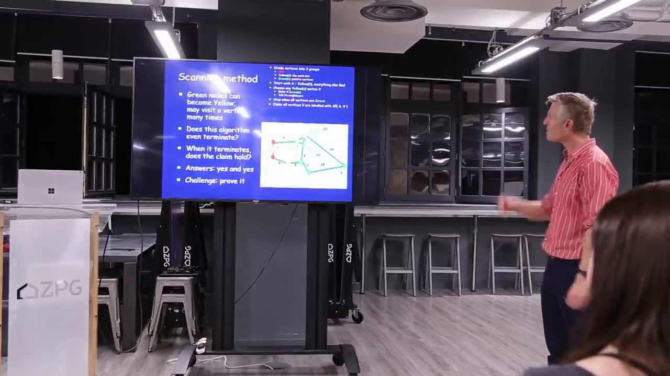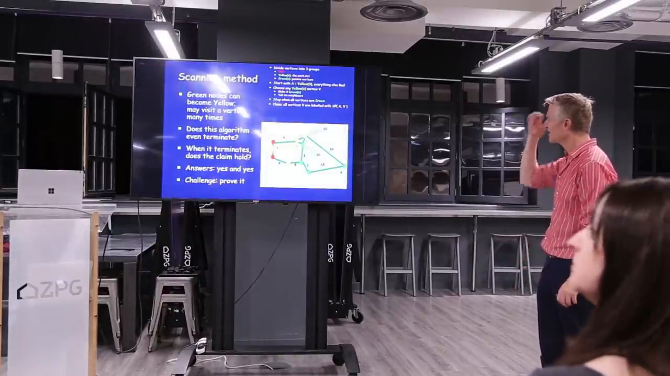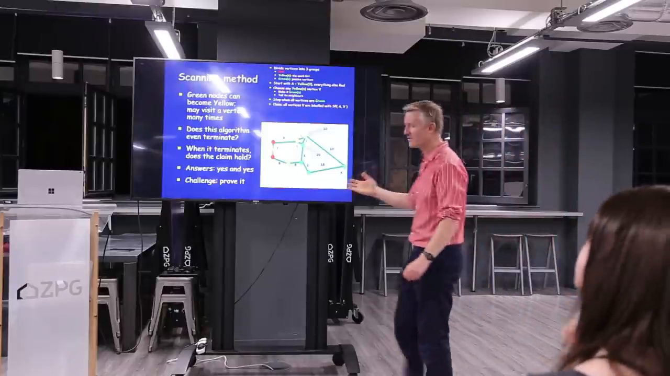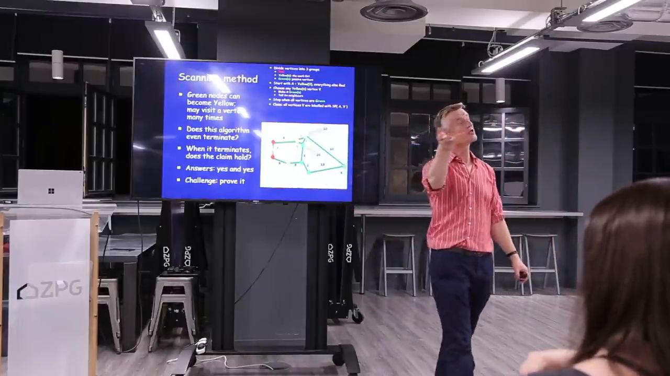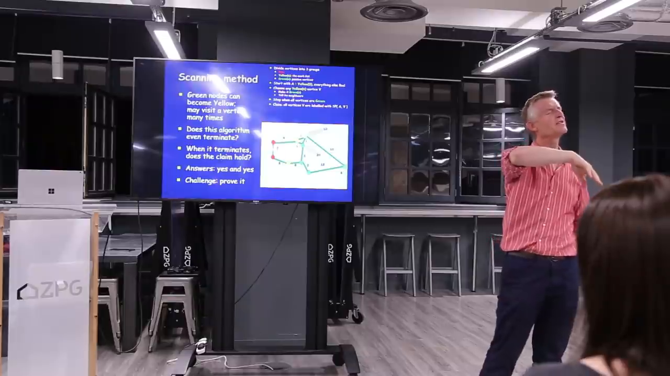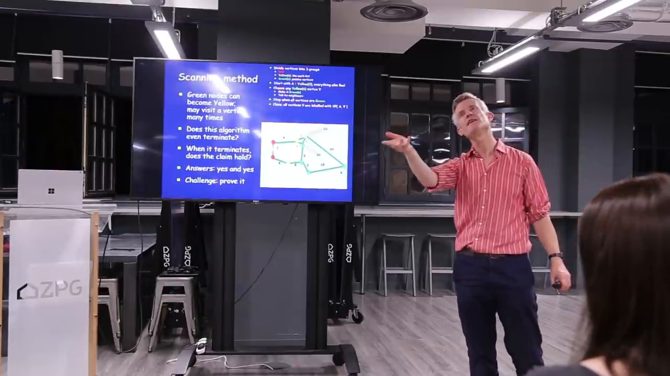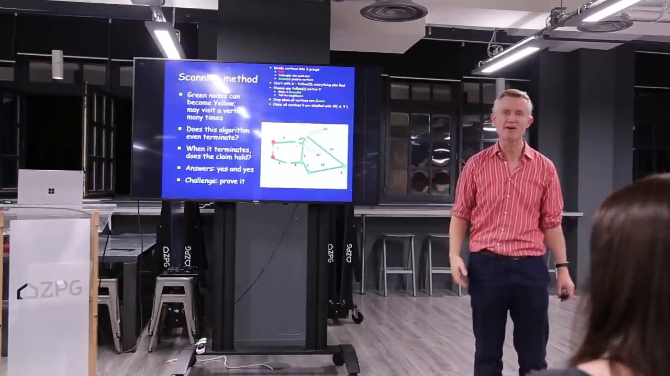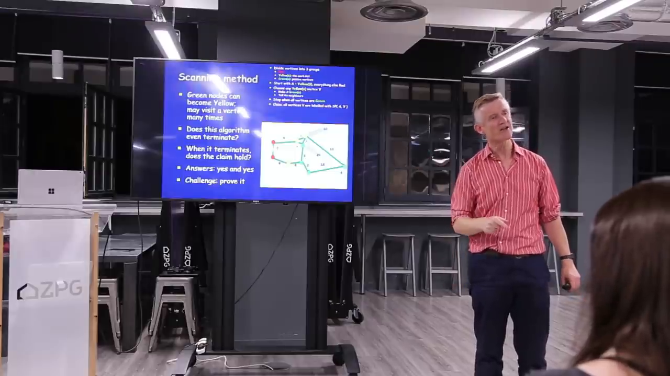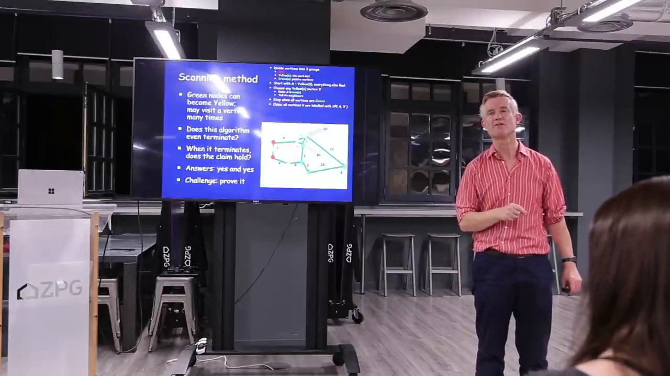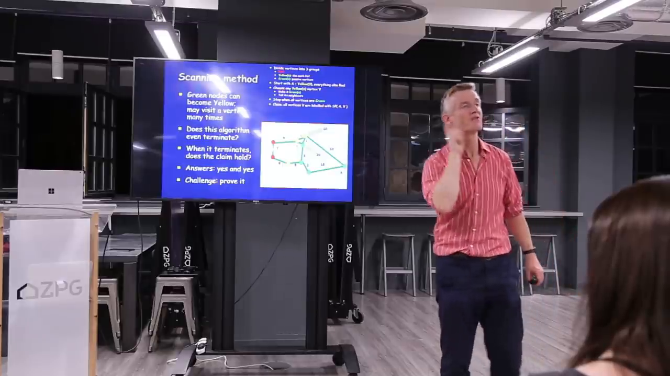Now, but you might wonder, look, does this algorithm even terminate? After all, nodes are going from green to yellow, and yellow to green, and green to yellow, and yellow to green. Could that go on forever? Can you make an argument that says that couldn't possibly go on forever? The what?